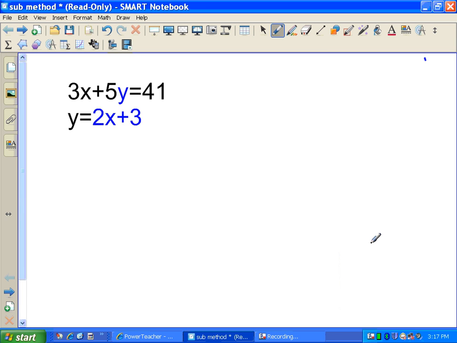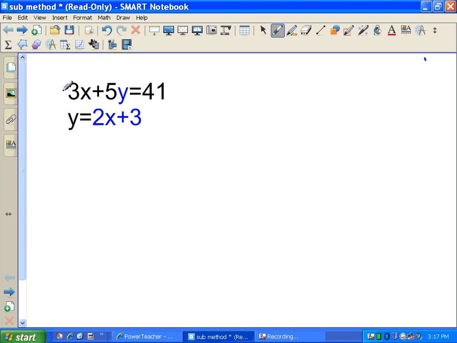Hi folks, welcome to solving systems of equations using the substitution method. Just like in a basketball or soccer game, when a player is substituted for another player, they are usually substituted because they are of equal value on the playing field or the basketball court, but are slightly different.